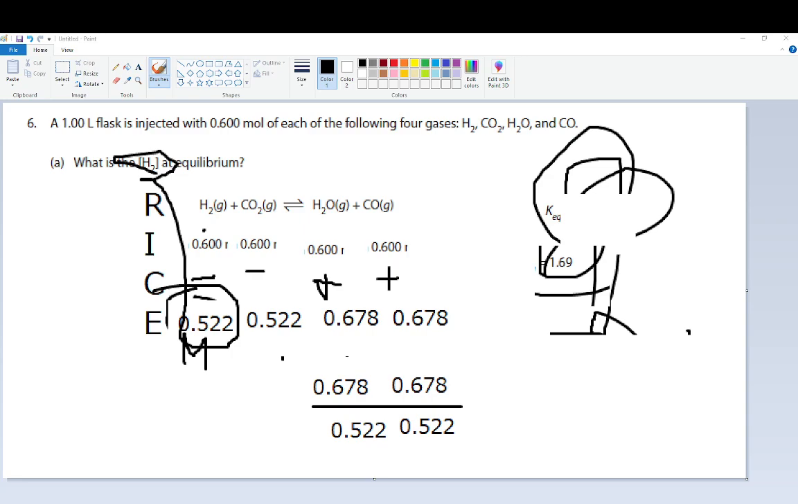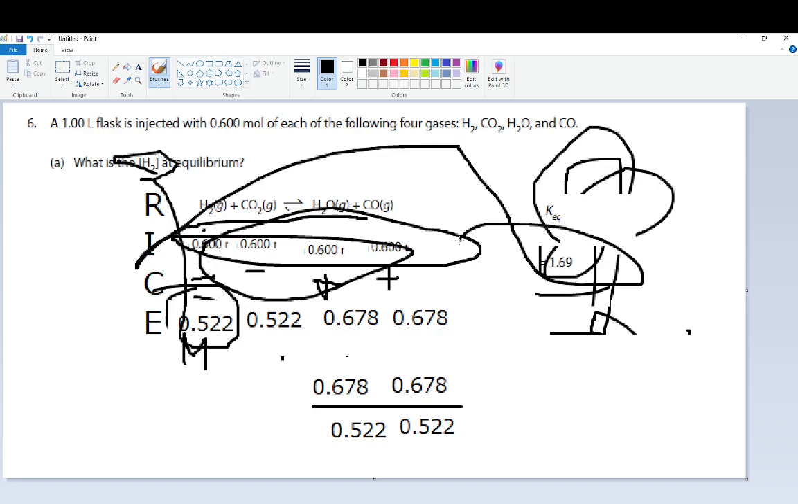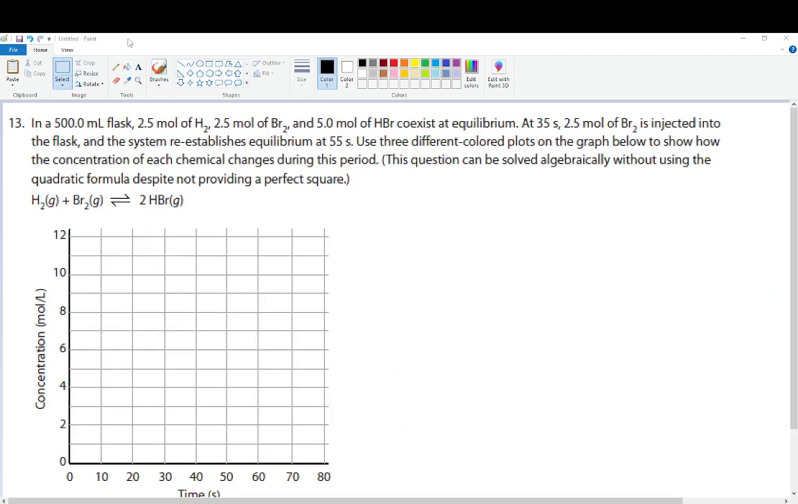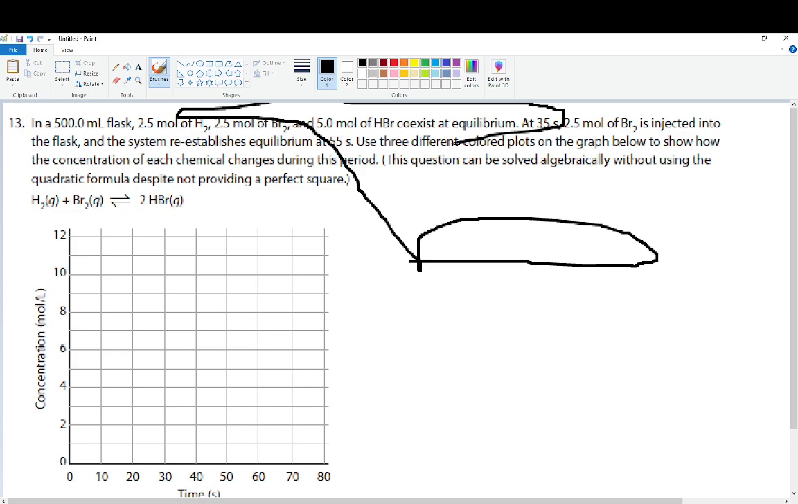So that's the second typical RICE, in that they give you the amounts and you're not sure if it's going to go up or down, and you have to compare it to the actual KEQ. The third one is tricky. The third one is a good example. This is number 13 on page 184, I think it is. And essentially, several items are mixed and it reaches equilibrium. And then a new item is added, and you have to use the seesaw to determine what would happen.